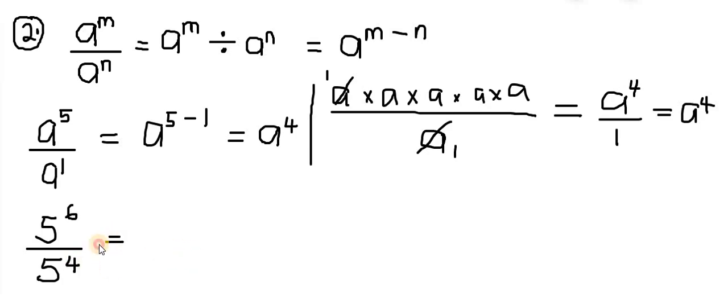That will be equal to, they have the same base, which is 5, and so we just subtract the powers at the top. 6 minus 4. That would be equal to 5 to the power of 2. Okay.